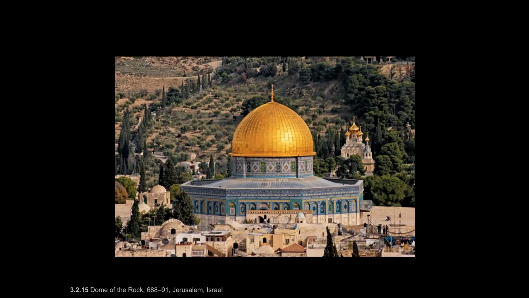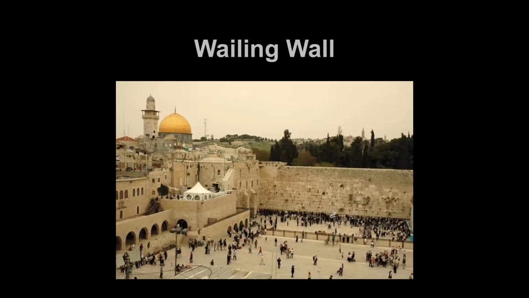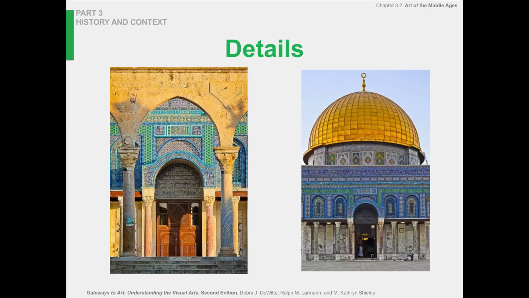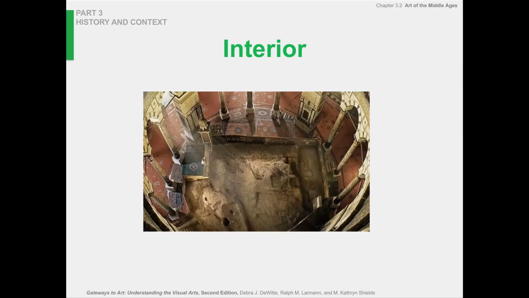It's believed that inside of the Dome of the Rock, and here's just an earlier image of what it looked like in 1862, and here's the Wailing Wall where Orthodox Jews would go to pray, it has a rock, and you can see that in this illustration. I think I have an image here. It is the rock inside of the dome. That is what the whole building is for, is to protect this rock.